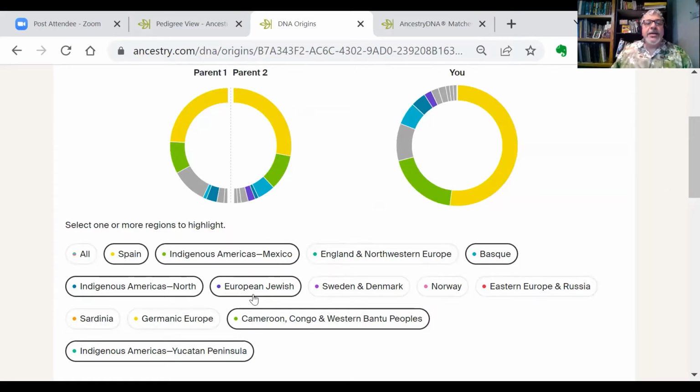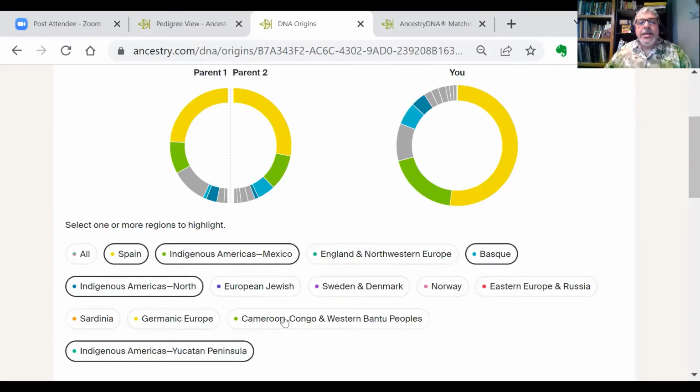So if I click all of those, you'll see how they show up here. Now let's take off the European Jewish, and let's take off the Cameroon, Congo, and Western Bantu. And you'll see this could be what my Mexican American ancestry looks like, okay? Now I have other type of ancestry. I'll show you that here in just a second.